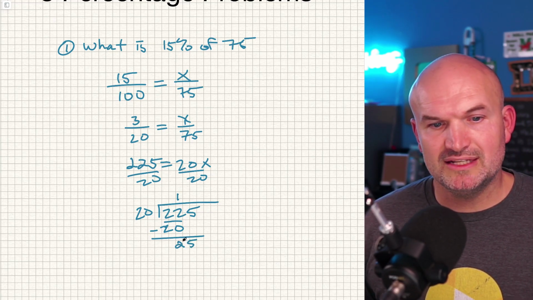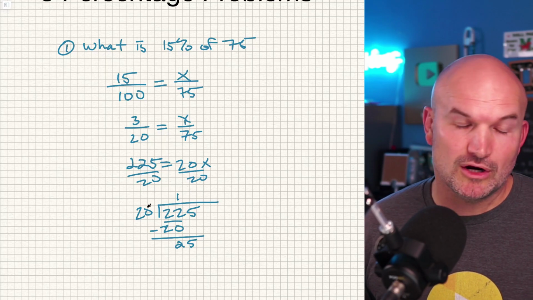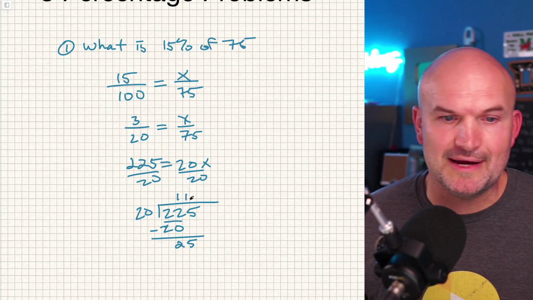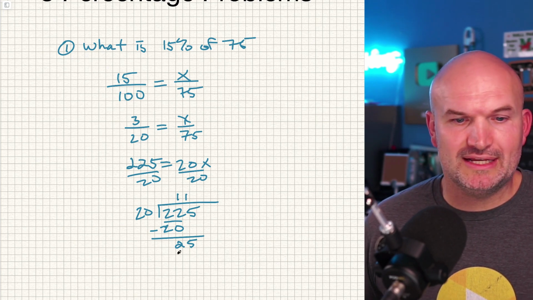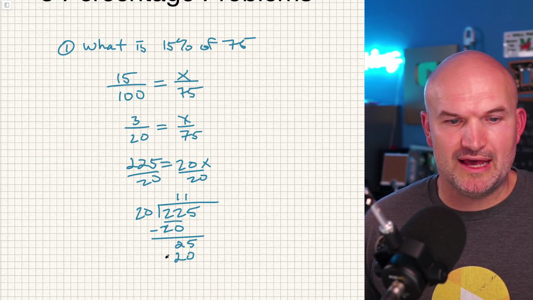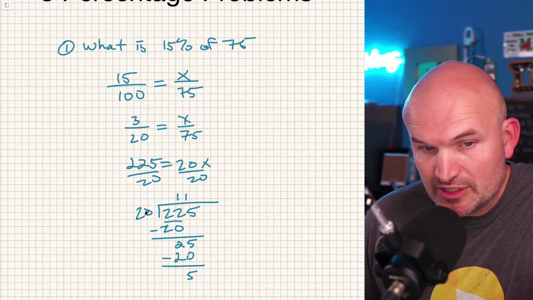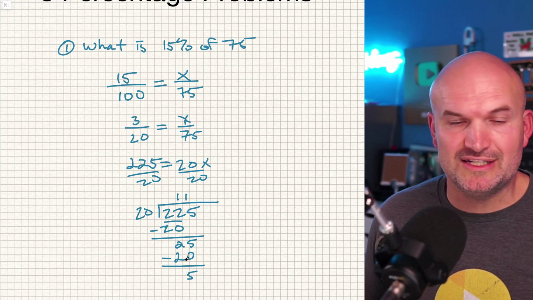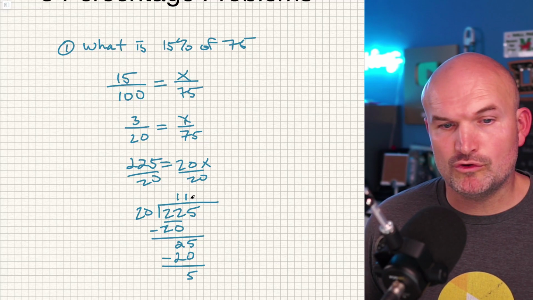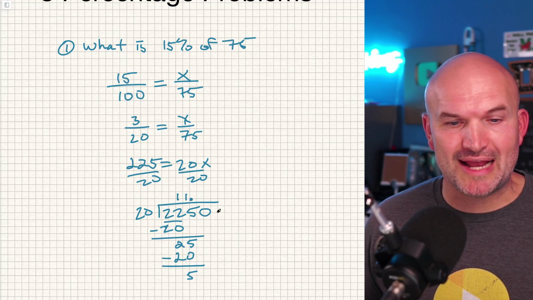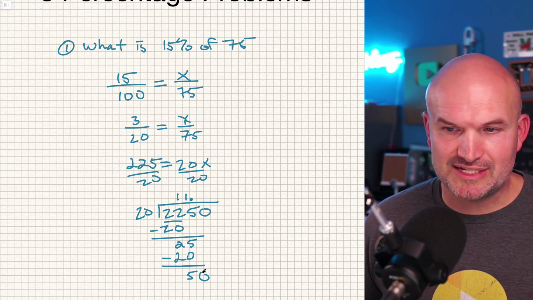Does 20 divide into 25? Yes, it does. That's going to be 1 time. And then 1 times 20 is going to be, again, another 20. And then now you can go ahead and subtract again, and we have a 5. Unfortunately, though, you can see 20 does not evenly divide into 5. So now that is going to create our decimal point. Once we've created our decimal point, though, we can start adding zeros. So I can bring down a 0 over here.